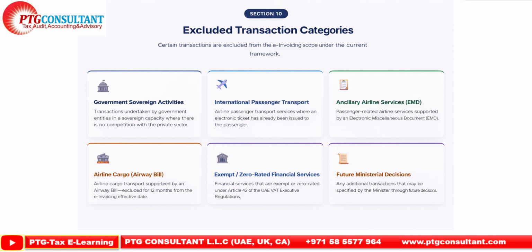Section 10. Excluded transaction categories. Not all transactions fall within the e-invoicing scope. The following are currently excluded. Government sovereign activities, where there is no competition with the private sector. International passenger transport, where an electronic ticket has already been issued. Ancillary airline services supported by an electronic miscellaneous document.